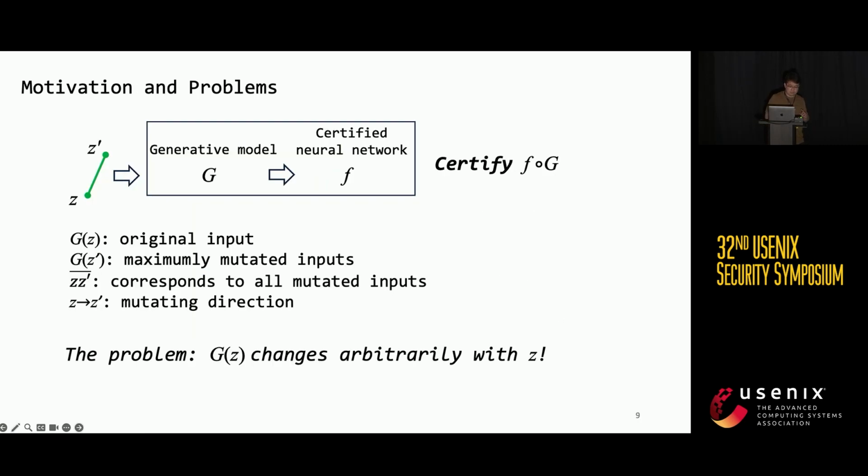If this is possible, we can apply the certification on the composite neural network F over G. Since all mutated inputs of one mutation are represented as a segment, complete certification can be enabled for those complex and advanced mutations. But unfortunately, the generated image G(Z) changes arbitrarily with Z.